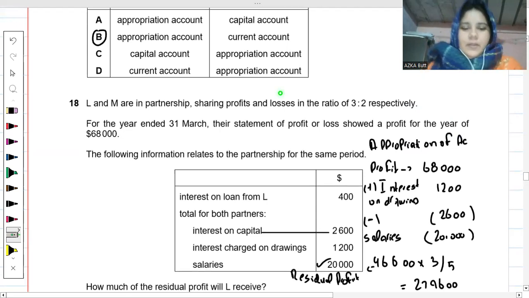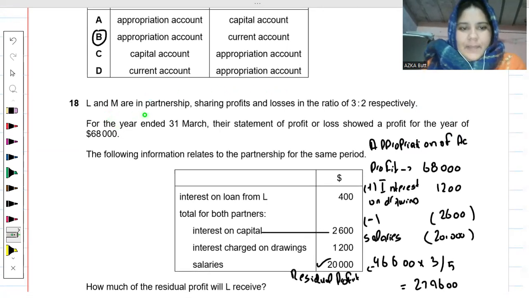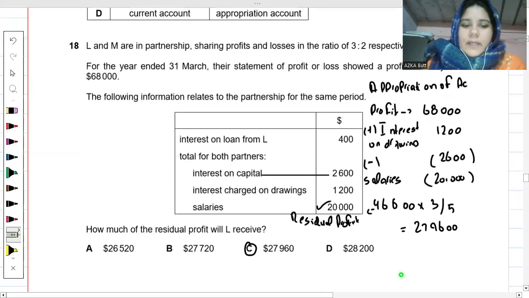So in question number 18, L, M, N are in partnership, sharing profits and losses in the ratio of 3 and 2, respectively. For the year ended 31st March, their statement of profit or loss showed a profit for the year of $68,000. The following information relates to the partnership for the same period: interest on loan from L, total for both partners, interest on capital is 2,600, interest charged on the drawings is 1,200, and salaries are $20,000. Now we have to find out how much of the residual profit L will receive.